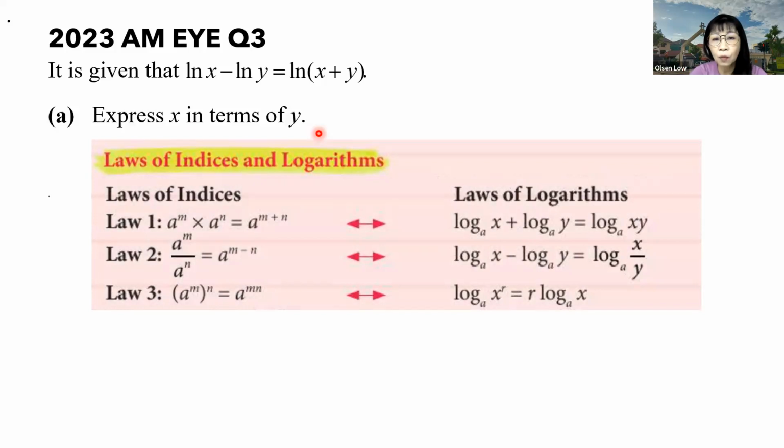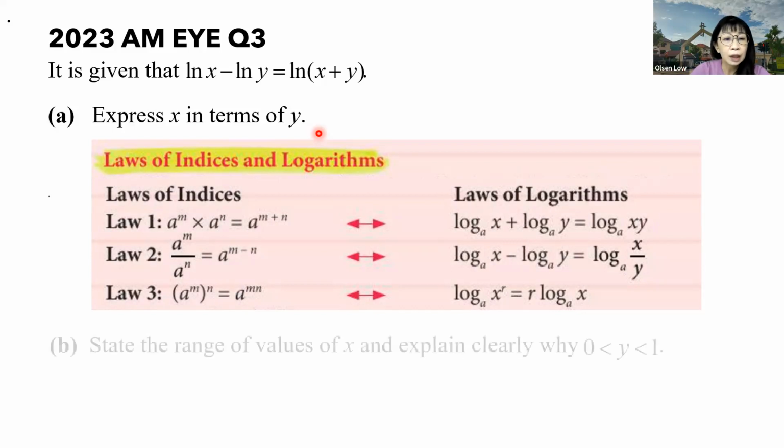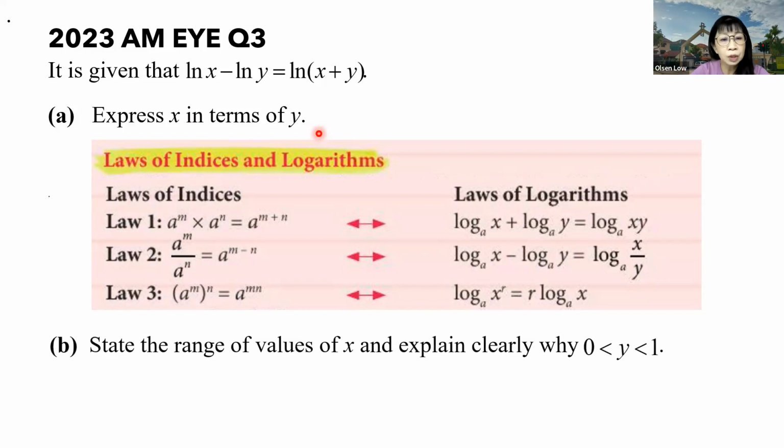All right, so over here, you will see a summary of the 3 laws of logarithm. As you can see from here, the 3 laws of logarithm are actually derived from this. Now, part B of the question requires us to know a little bit more about logarithm: we will need to explain why the value of y is actually within 0 to 1.